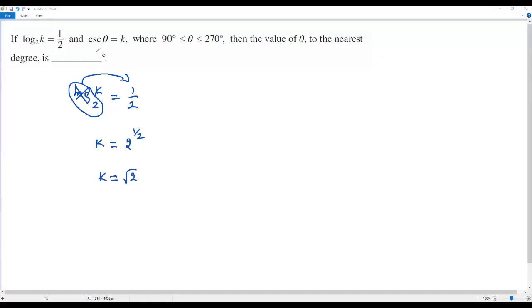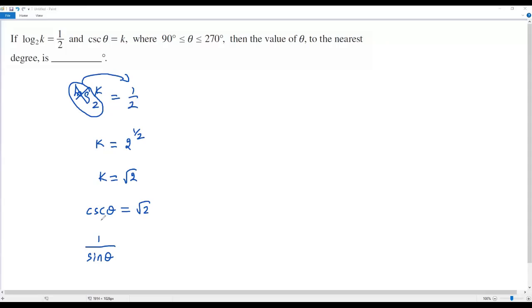Now we can plug in cosecant theta for k, because the information says cosecant theta equals k. Then we get cosecant theta is equal to the square root of 2. We can convert cosecant theta to sine, because cosecant is the reciprocal trigonometric ratio of sine, so it can be written as 1 over sine theta. If I convert this to sine, I can find the angle measure theta easily from the trigonometric ratio table, or even the unit circle. That's why I'm converting cosecant theta to sine theta.